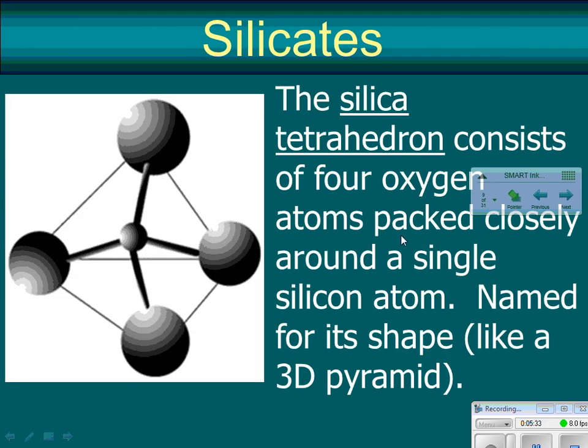The silica tetrahedron, remember tetra means 4, consists of 4 oxygen atoms. So you've got 1, 2, 3, 4, packed closely around a single silicon atom, named for its shape like a 3D pyramid.